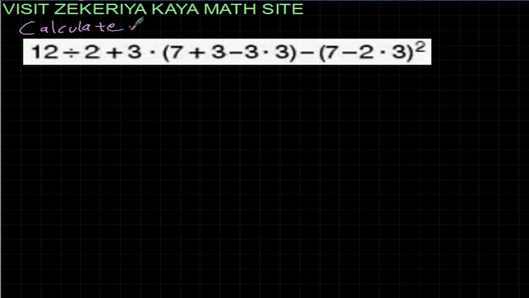We can solve some questions about order of operations when we do integers or rational numbers. There can be some harder questions for your level. This is a very easy question for your level. Let's see whether everybody will find the true result or not.